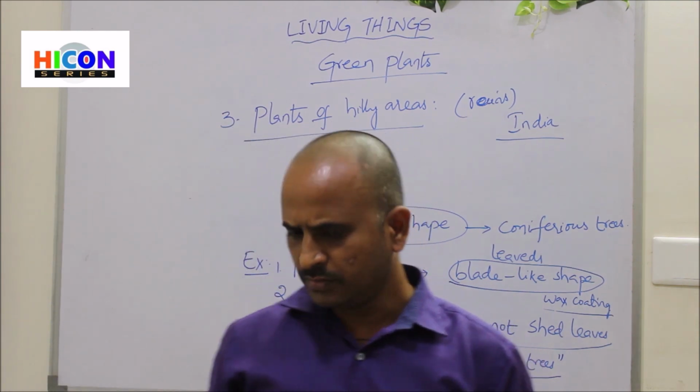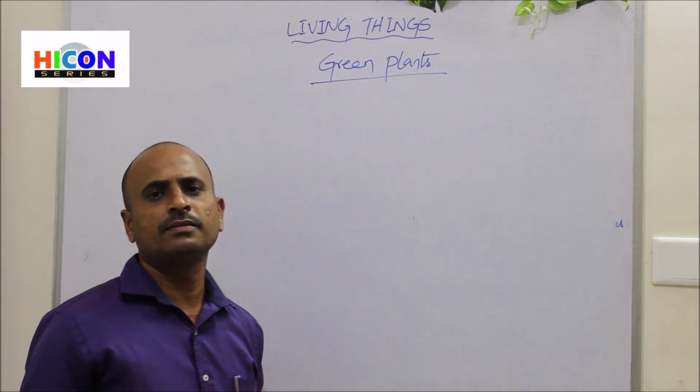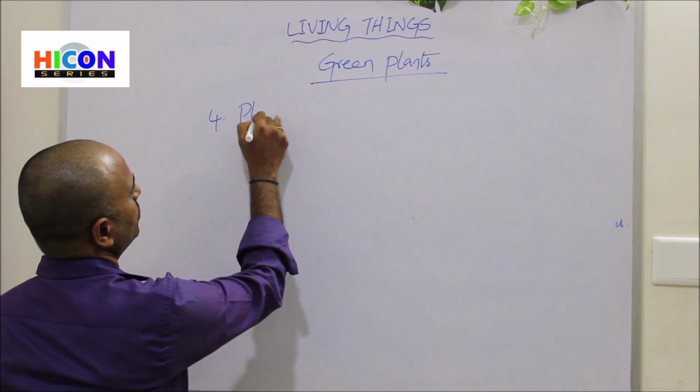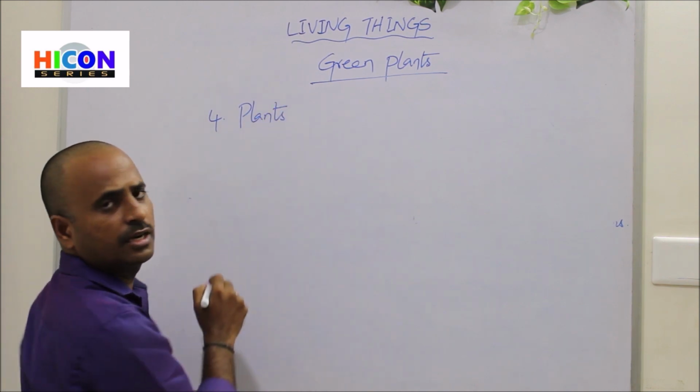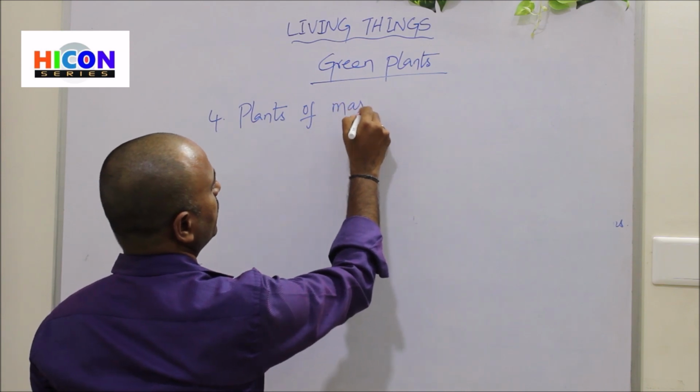So the fourth type of terrestrial plants are plants of marshy areas. This is the fourth type of terrestrial plants, that is plants of marshy areas.